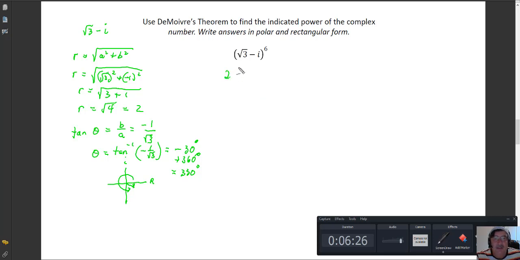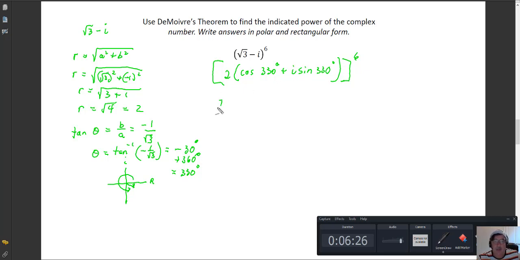We're going to say in polar form, the square root of 3 minus i is 2 times the cosine of 330 degrees plus i sine 330 degrees. And now we are going to take this and raise it using DeMoivre's theorem to the 6th power, like we have the other example. So if it's not in polar form, get it in polar form first.